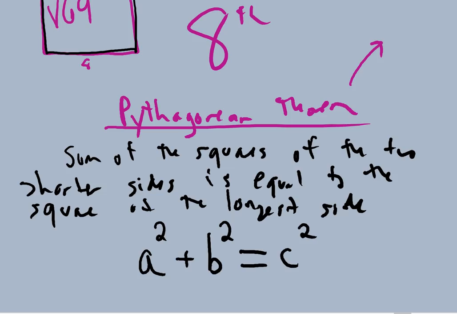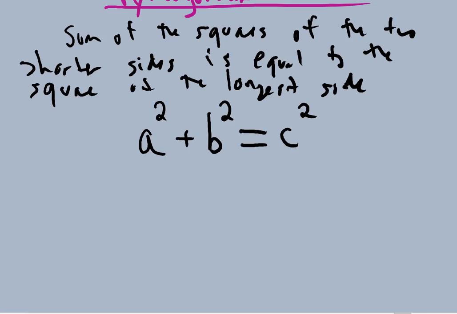It's just one of those things that you're going to do so much in the next several years, and you're just expected to know. It's something that's going to stick with you, all right? A squared plus B squared equals C squared. This is the theorem that we're going to use. So we already said that the 2 shorter sides are what we call A and B, and the longest side is going to be C. That's the hypotenuse.